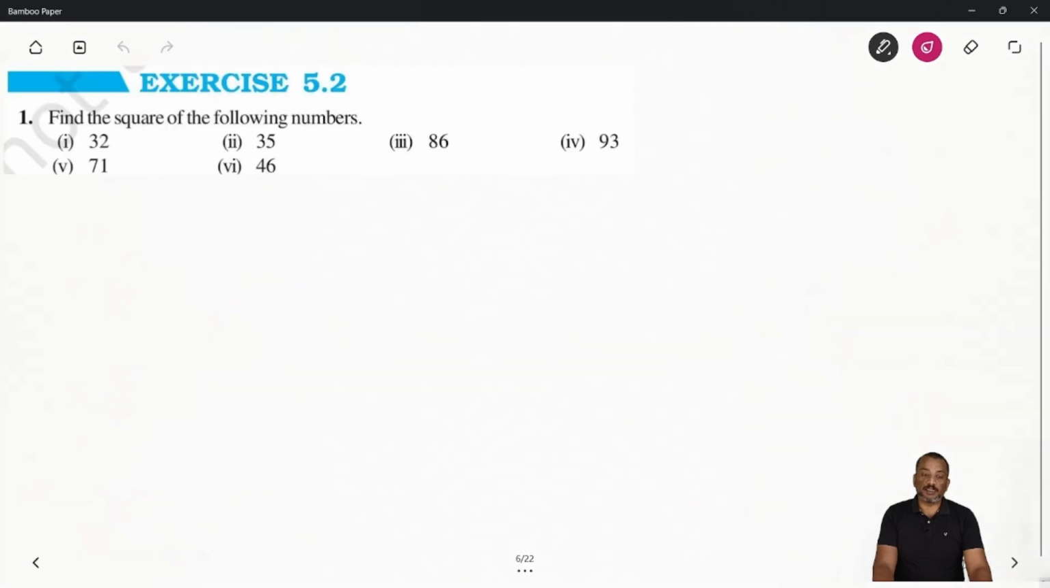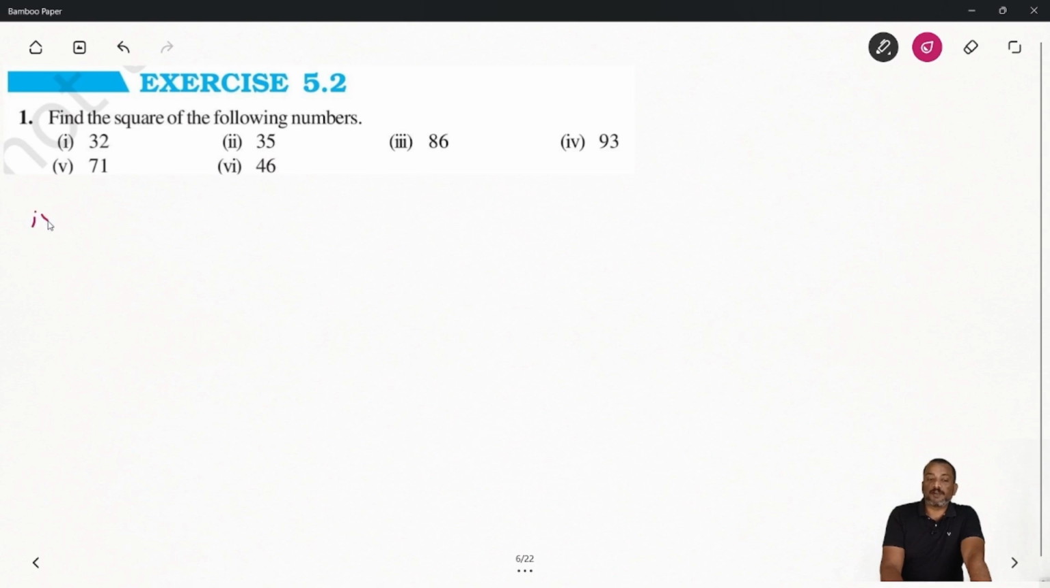Now coming to the next exercise, that is saying find the square of the following numbers. Okay, so here it is not saying go with prime factorization or the long division method. Basically you have to find the square in the simple way without doing long calculation. So here I will show you one trick. So basically how you can find.